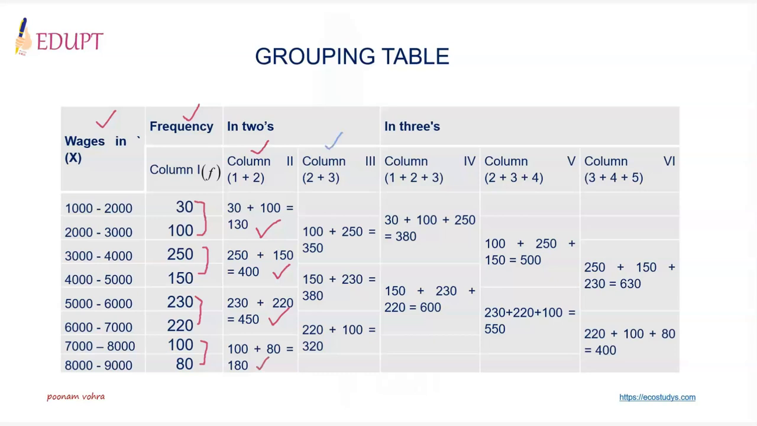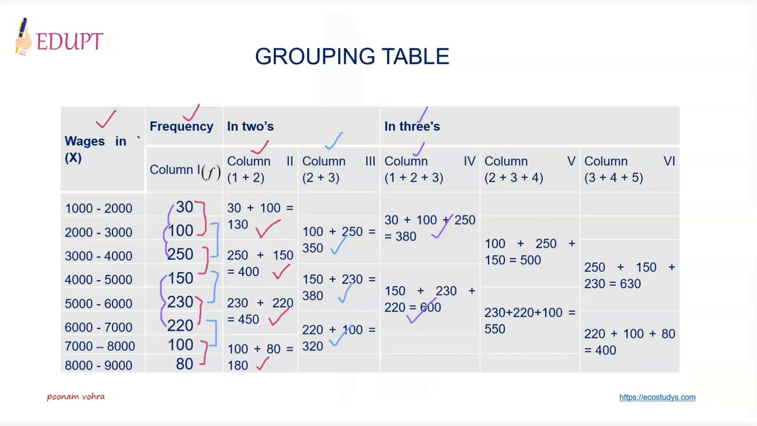Then in column 3, we shall once again make the groups in twos, leaving the first frequency. So the first group would be 100 plus 250, that is 350. Second group would be 150 and 230, which is 380. And third group is 220 plus 100, which is 320. Then next column is column 4, where we group the frequencies in threes. First three, that is 30 plus 100 plus 250, 380. Second group is 150 plus 230 plus 220, which is 600.